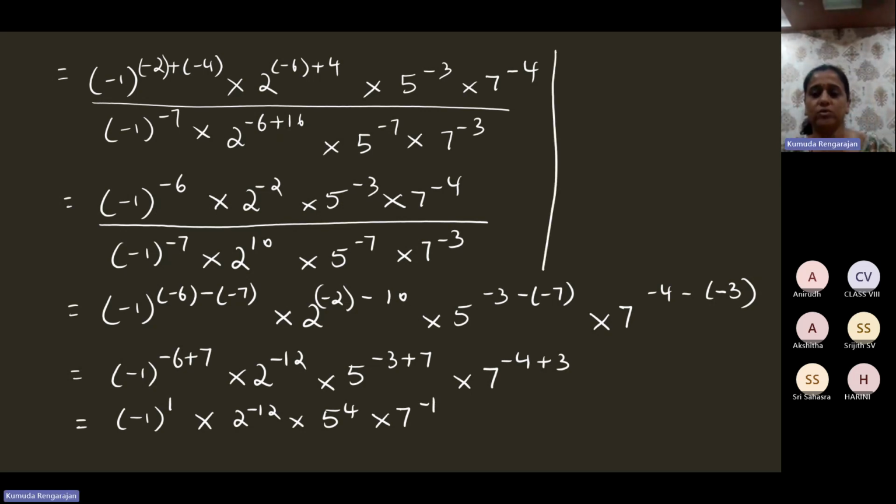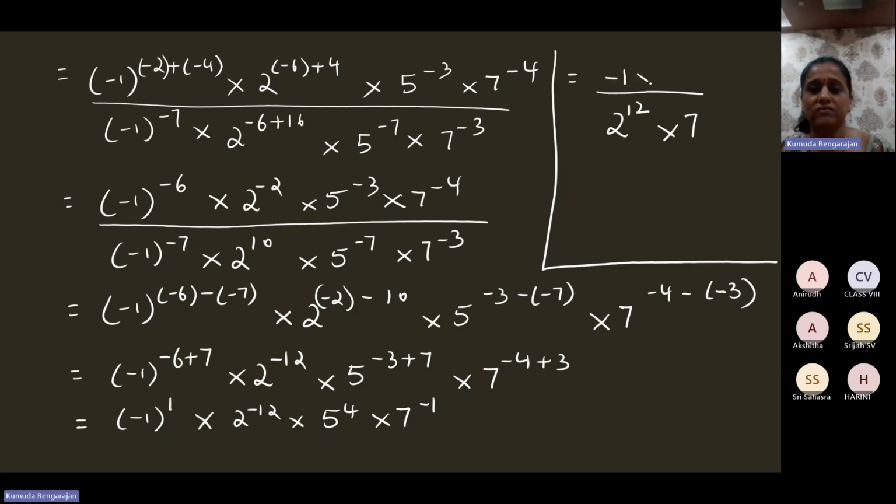Now after this, what you have to do is, there are two terms with a negative power in the numerator. Take them to the denominator. We have 2 to the power minus 12 with a negative power. Write it in the denominator, and the power becomes positive. 7 to the power minus 1, the power is negative there, so write it in the denominator, and the power becomes positive. The remaining two terms, you can write in the numerator itself because the power is already positive. So write them in the same position. And minus 1 to the power 1 is minus 1, into 5 to the power 4.